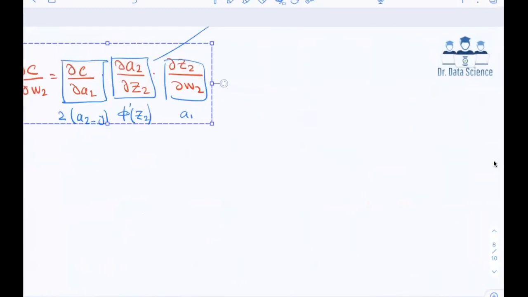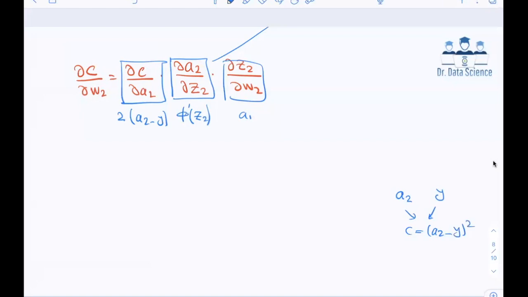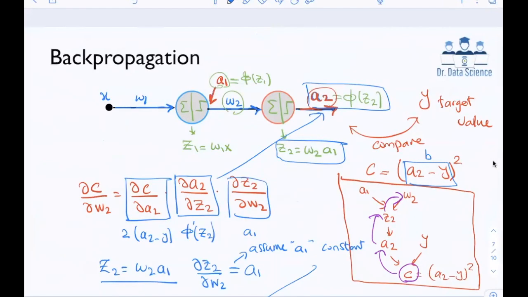And go to the next slide, right? So that's what I found previously, that the partial derivative of C with respect to W2 is equal to the multiplication of these three terms. And let me also draw that computation graph that we have again. So that's a good practice. If you remember, we said that we have A2, we have Y, right? So we had the cost function, which was A2 minus Y to the power of 2. A2 is related to Z2, and Z2, if you remember, is connected to W2 and A1.